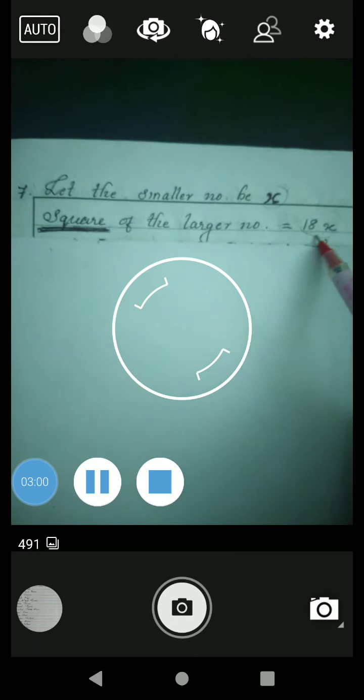So, what is given? The square of the larger number is 18 times the smaller number. So, we can assume the smaller number to be x. Now, we can write the square of the larger number. That is given. The square of the larger number is 18 times the smaller number, so the square of the larger number is equal to 18 into the smaller number x. And the first statement is the sum of the squares of two positive integers. So, what is the square of the smaller number? That is x square. Here it is already given that the square of the larger number is 18x.